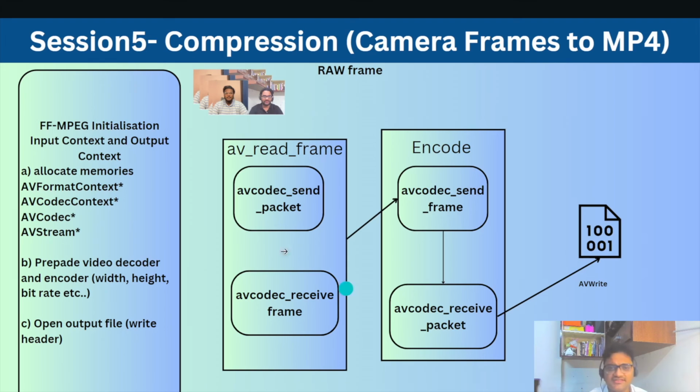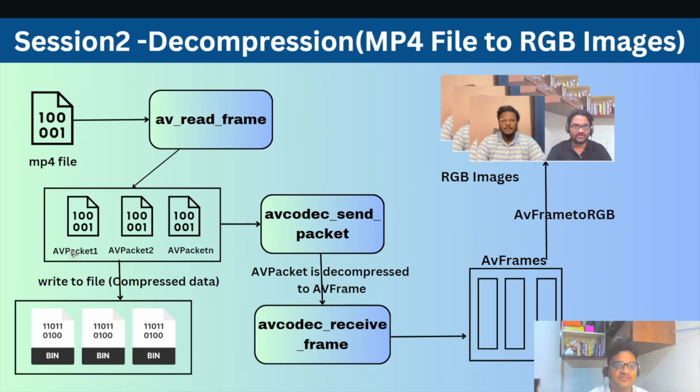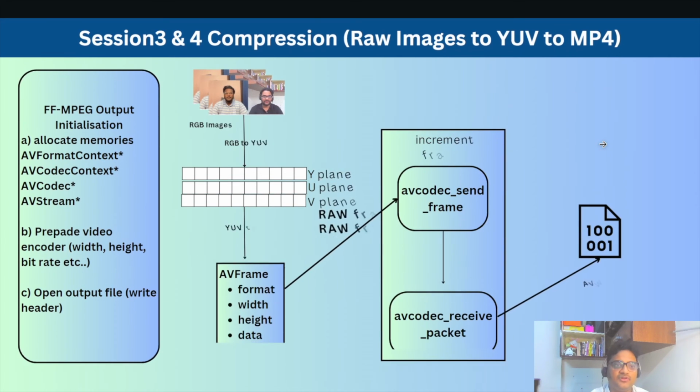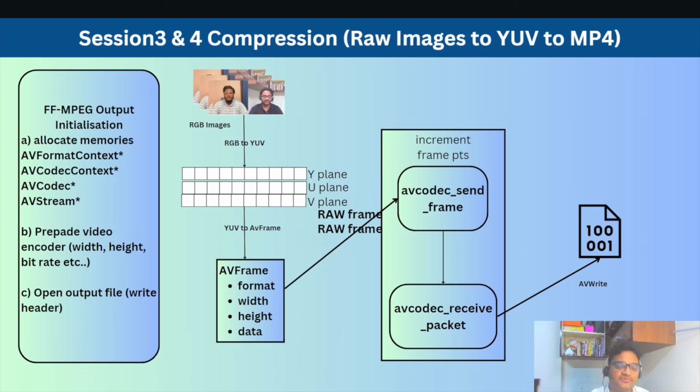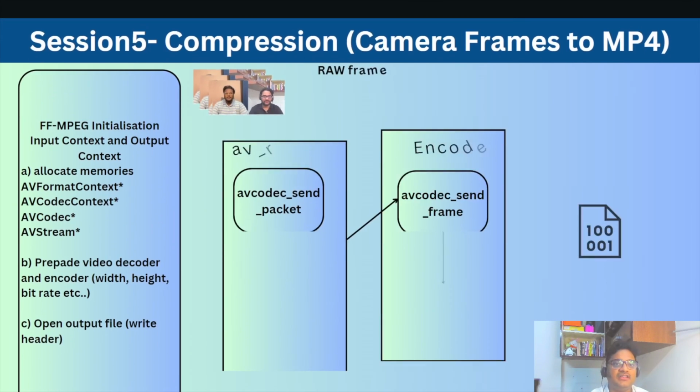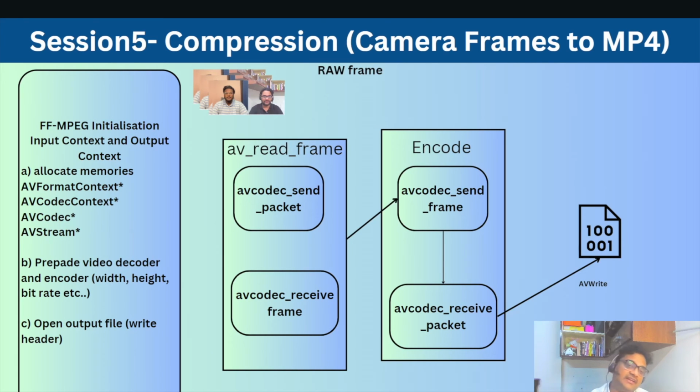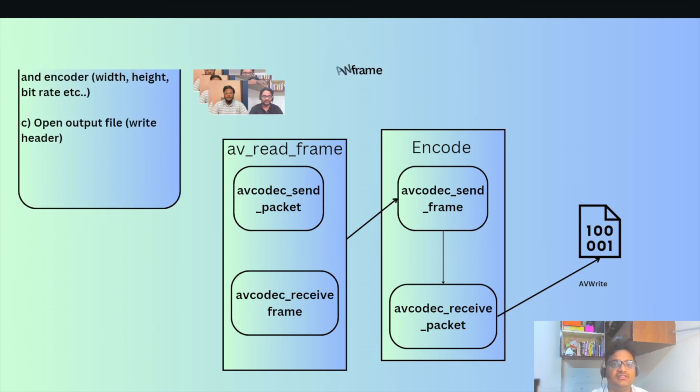All these APIs more or less remain the same, but the input and output contexts you need to play around with. For example, if you see here, you need only the input context because you are reading the MP4; the output context is not needed because you are not writing to an MP4 file. And here you need only the output context because the input is an image and the output is an MP4 file. And here you need both the input context and the output context, because the input is from the camera and the output is to an MP4 file.